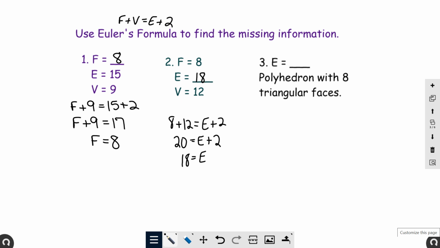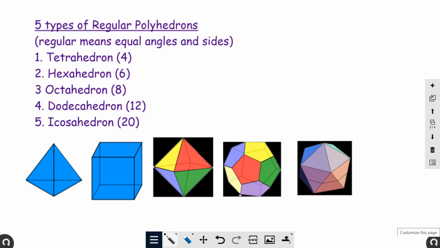Sometimes, though, we're not given simple information like those first 2 problems. Sometimes we're given a problem like this, and it says a polyhedron with 8 triangular faces. Well, we have to imagine what that looks like. The good thing is on your homework, you could also just type that definition into your phone or your Chromebook, polyhedron with 8 triangular faces, and it will show a picture, because we actually have a picture of it. Our octahedron has 8 triangular faces.